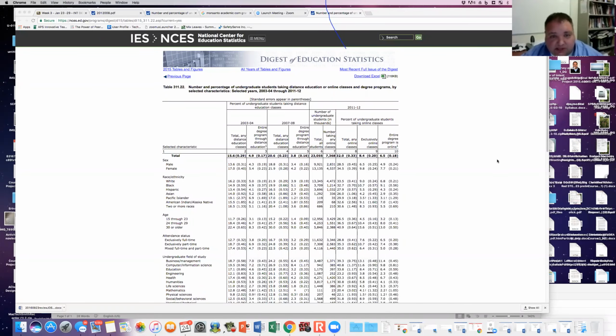And it looks like it's been pretty steady. Also the 2007 statistics, you can look at that. Same thing here. What do you think the drivers are? Anybody want to share what they think the drivers are for this? It looks like an increase in the percentage of students taking online courses. Any thoughts about that?